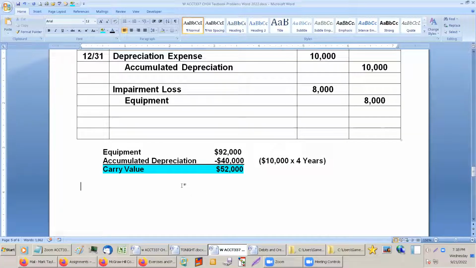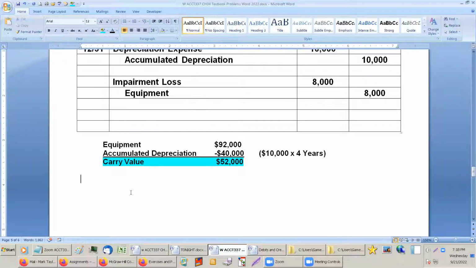How many more years are they going to use this thing? 6 more. Yep. So what we have to do is take 52,000, and this isn't going to come out clean, I don't think. Take 52,000 book value and divide it by 6 years. This will be the new depreciation expense.